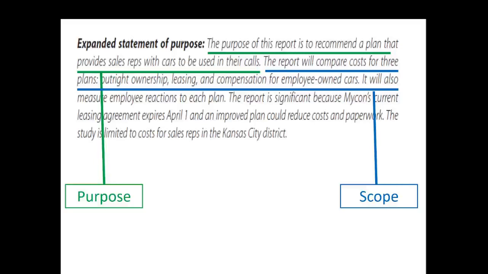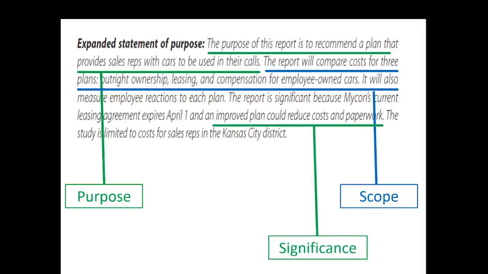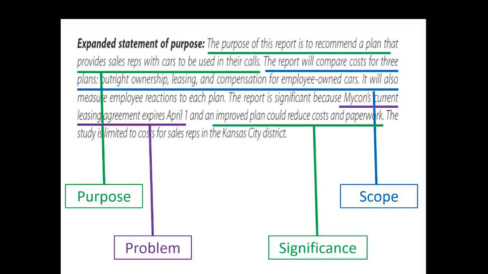Next, if you read the sentence, you will see 2 parts over here. First, we have significance, and we also have the problem, combined in just one sentence. The problem is that the lease is expiring soon, and the significance is that if we do this report, we will be able to reduce the cost and the paperwork.